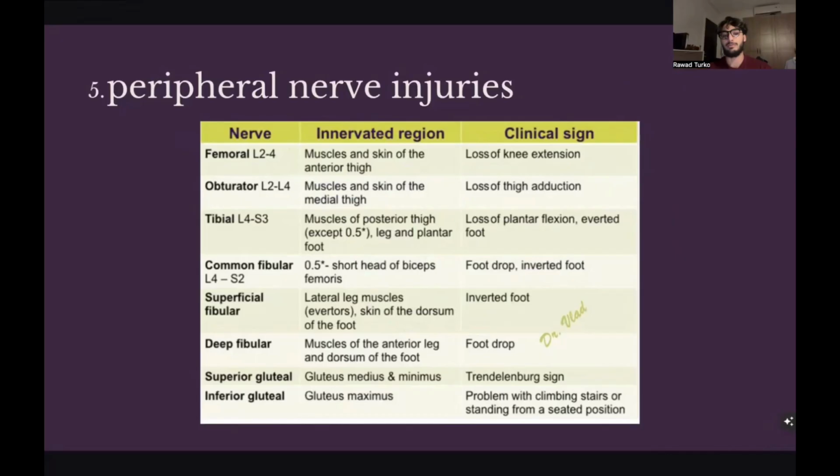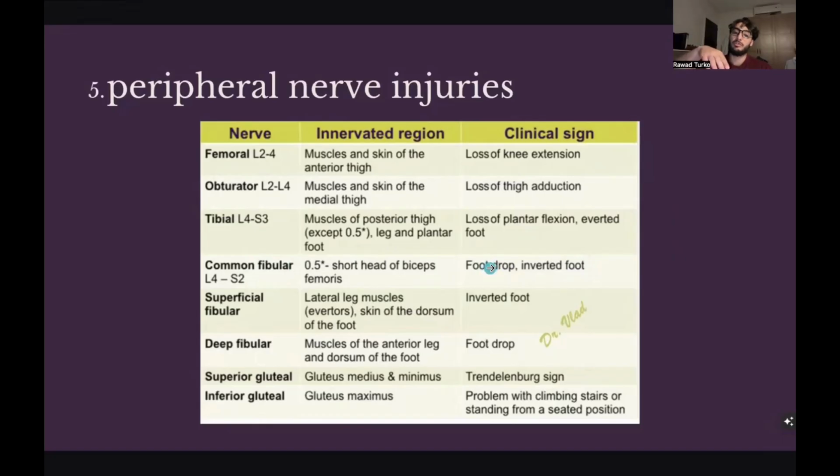Or sorry, no, not the hamstrings. This is posterior thigh and the leg and the plantar foot. So this would be the sciatic nerve that's actually responsible for the hamstrings. But with the tibial nerve, you would have things like loss of plantar flexion and an everted foot, whereas with the common fibular, you would have an inverted foot, okay, and a foot drop.